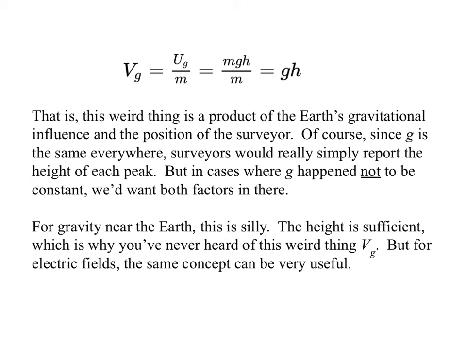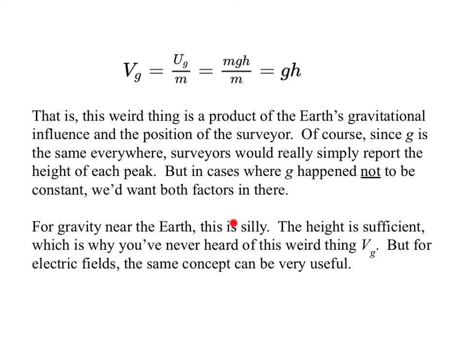But of course, since g is the same everywhere, the surveyors would really just report the height. They wouldn't say, here's this map and it's in terms of gh. They would just give you a map in terms of h, which is what you hire surveyors for. Obviously, this has been a contrived example. But in cases where g happened not to be constant, for instance, if you talked about things moving very distant from the Earth, or with multiple planets, and you're talking about surveying the solar system, then we'd want both factors there. We'd actually have to be a little bit more complicated.